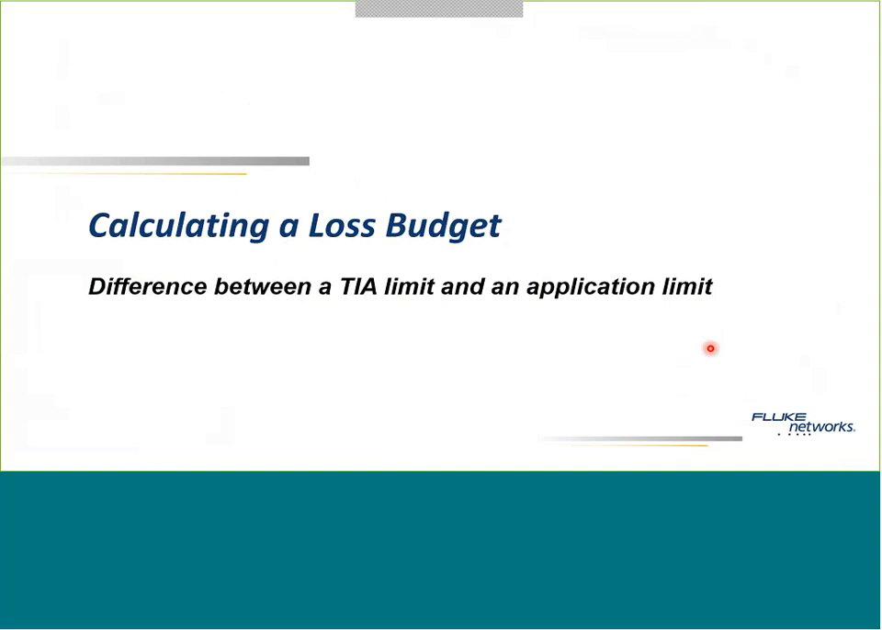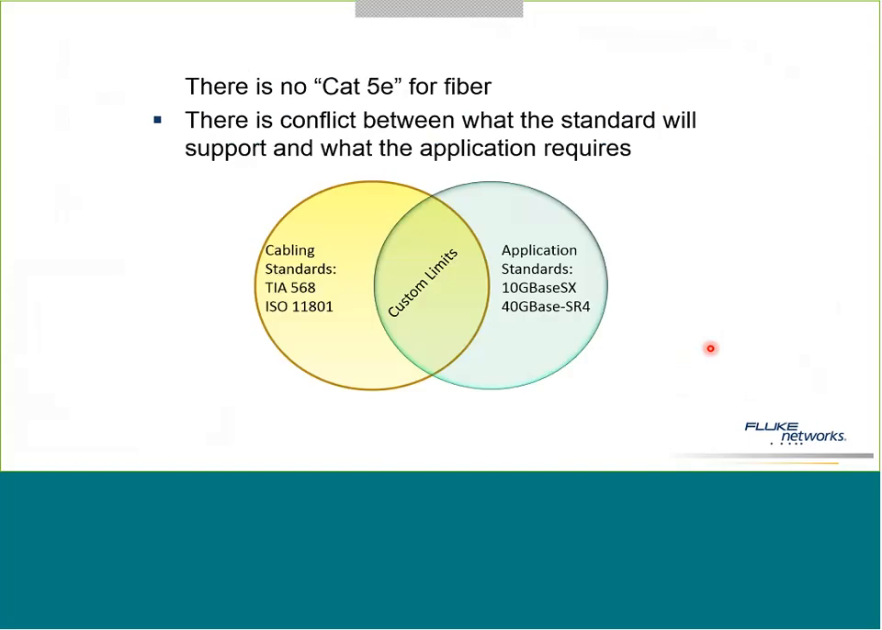So we have our connectors clean. We're ready to run our test. We need to calculate what is going to be a pass and a fail value. Fiber is a little bit more complicated than copper. In copper, we test to 5E, we test to 6A. Why do we test to 5E?